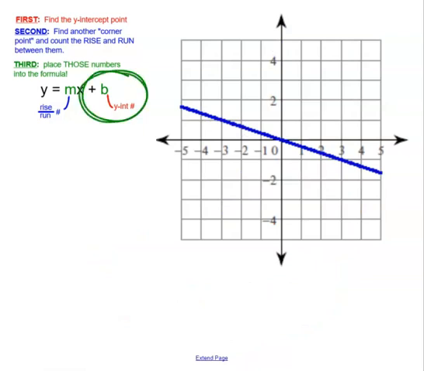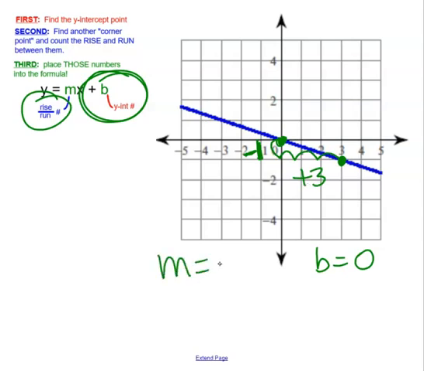First, I find my y-intercept number. This one happens to be the origin, so b is going to be 0. Now I'm going to find another perfect corner point. There's one. And now I'm going to count my delta y and my delta x, right? The change along the y, known as my rise, is down 1, negative 1, and then 1, 2, 3 to the right. So my slope, or the number in my m position, is going to be a rise of negative 1 and a run of positive 3.